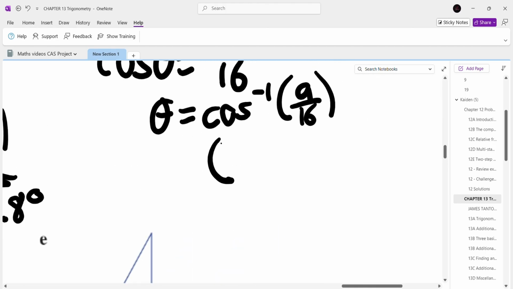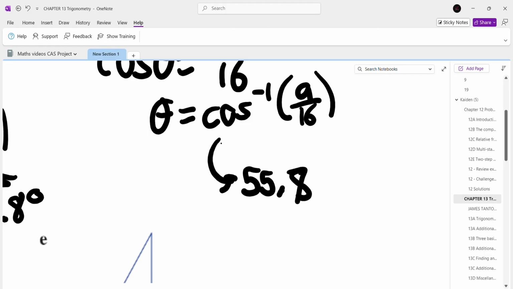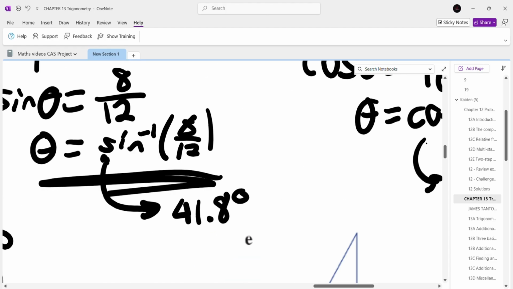Over here, the inverse cosine of 9 over 16, in degrees, is approximately 55.77, which just rounds to 55.8.